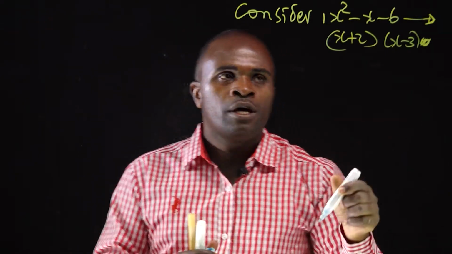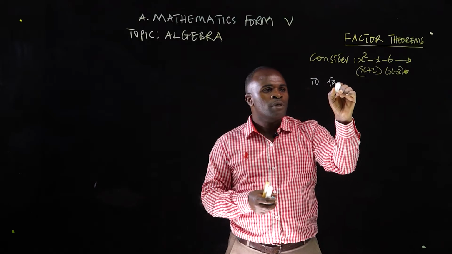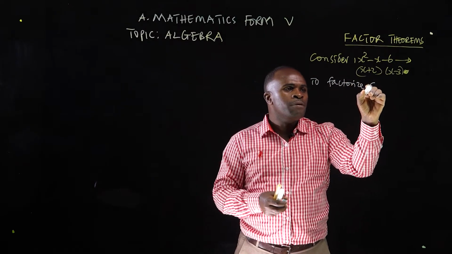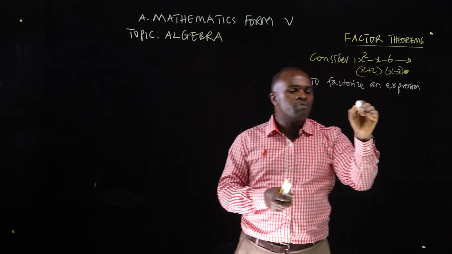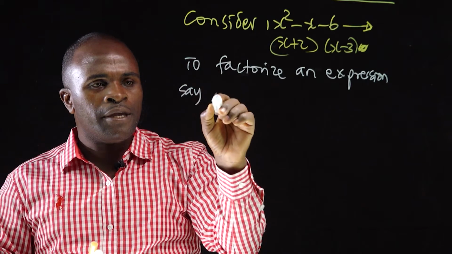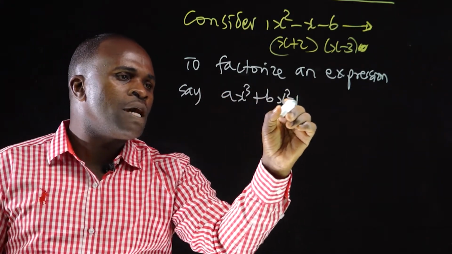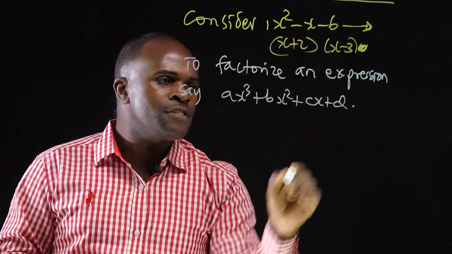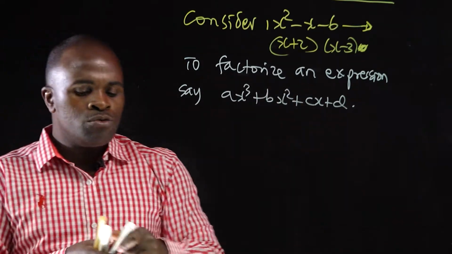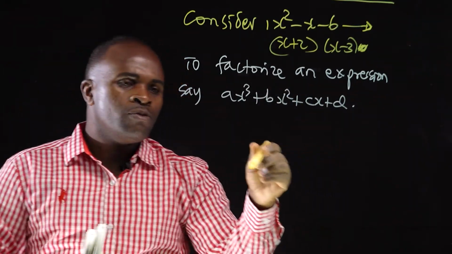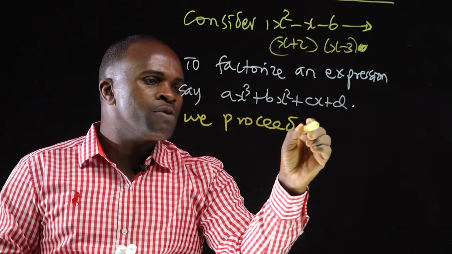So to factorize an expression, say a x cubed plus b x squared plus c x plus d, let's say like this, how do we proceed? We proceed as follows.